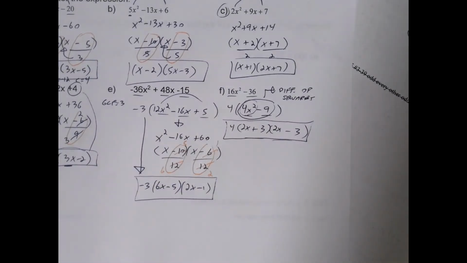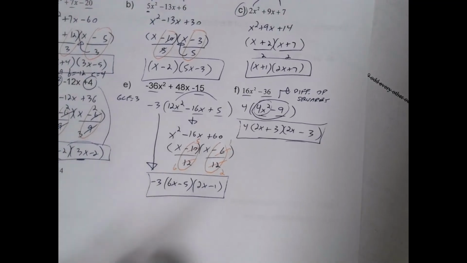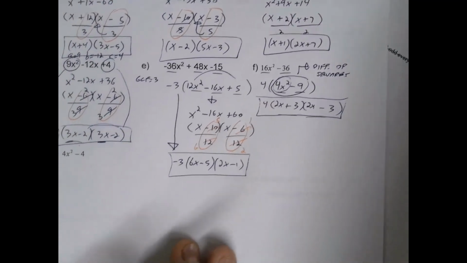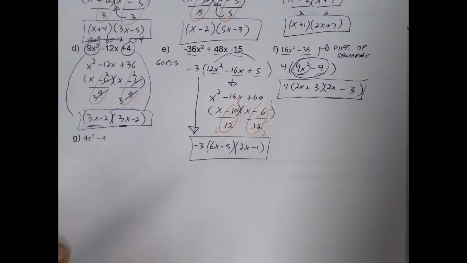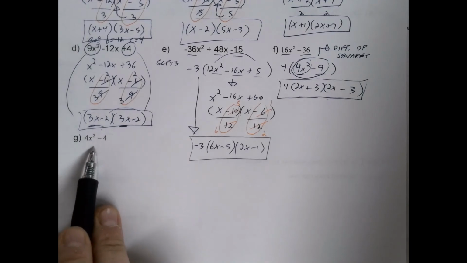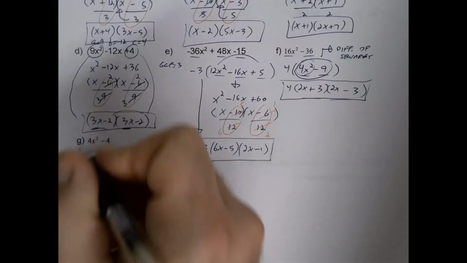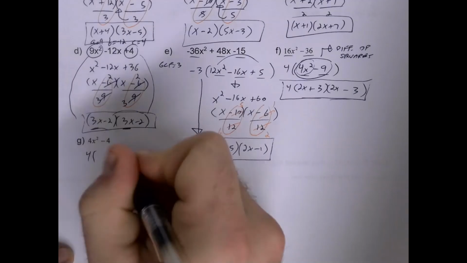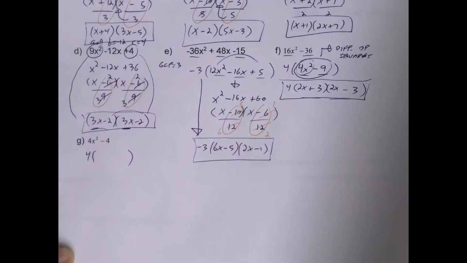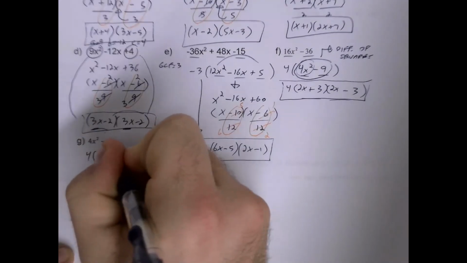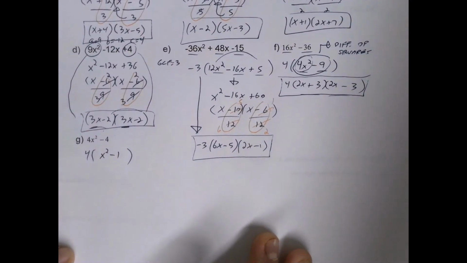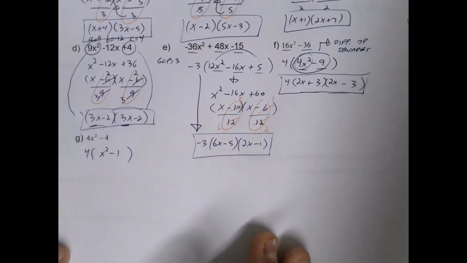All right, study letter G real quick with me, and I want you to tell me what our GCF is here. 4. So we're going to pull a 4 out front. Very good. So what's left inside? X squared minus 1. Bingo. Now, here's something we got to see.